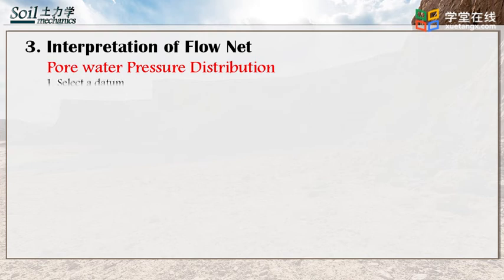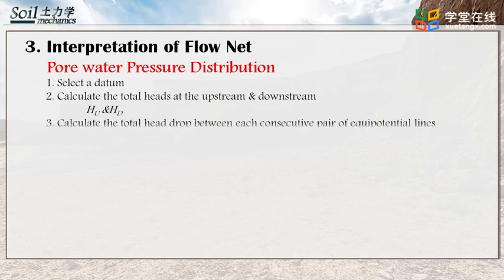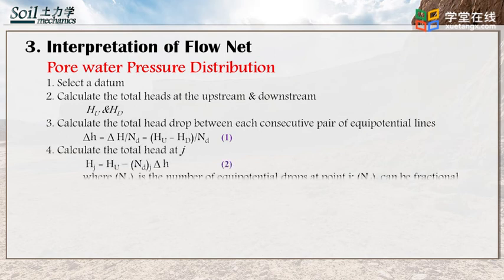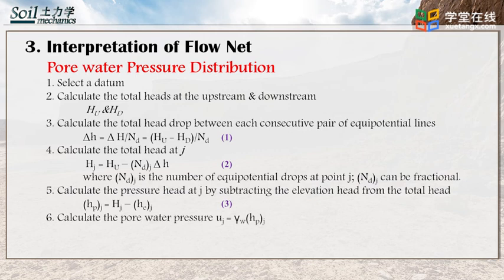Step 1. Select the datum. Step 2. Calculate the total head at upstream and downstream, which are HU and HD. Step 3. Calculate the total head drop between each consecutive pair of equipotential lines using equation 1. Step 4. Calculate the total head at J by equation 2, where NdJ is the number of equipotential drops at point J, and NdJ can be fractional. Step 5. Calculate the pressure head at J by subtracting the elevation head from the total head based on equation 3. Step 6. Calculate the pore pressure Uj using the unit weight of water times the pressure head obtained in step 5.